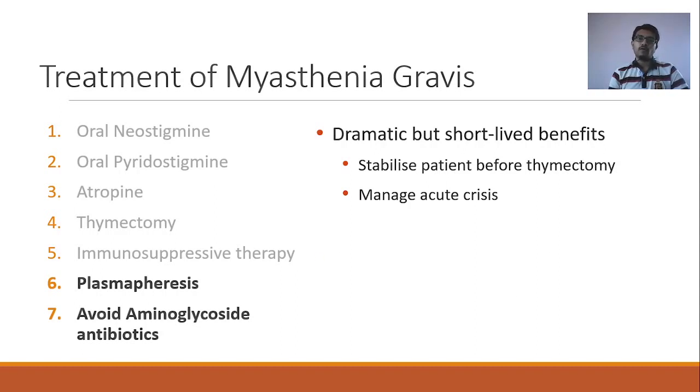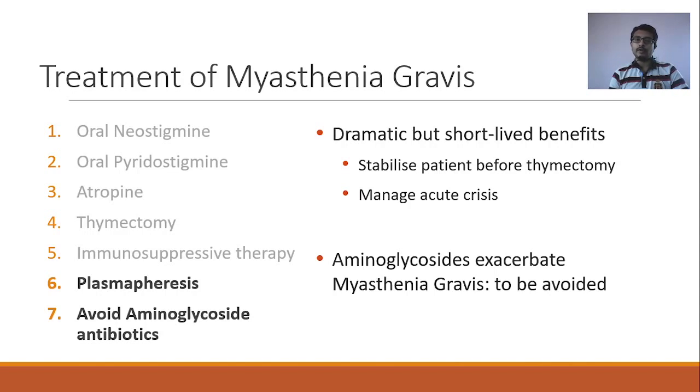And finally, we should avoid aminoglycoside antibiotics, because they exacerbate myasthenia gravis. When you're planning to prescribe aminoglycoside antibiotics, just make sure that the patient is not suffering from myasthenia gravis, because it is going to worsen the condition.